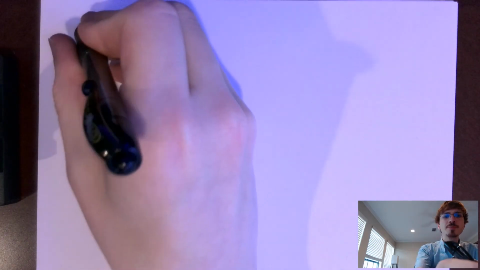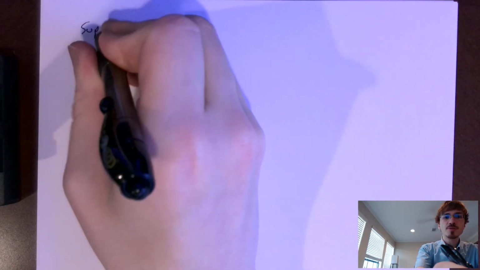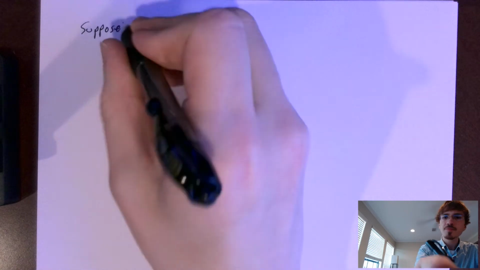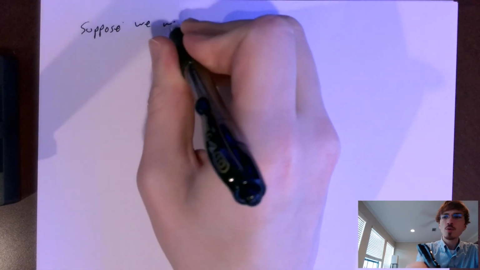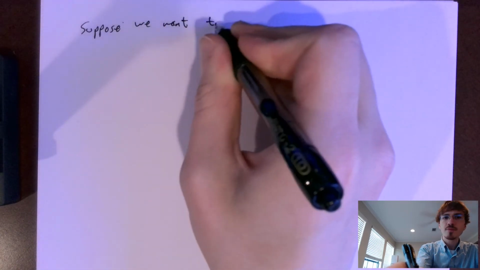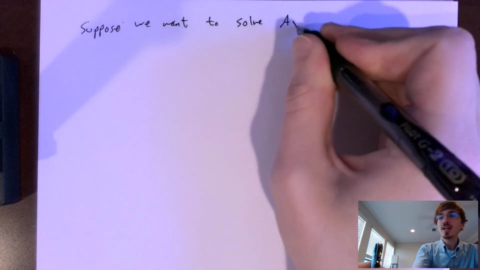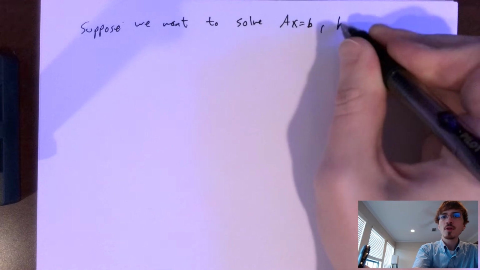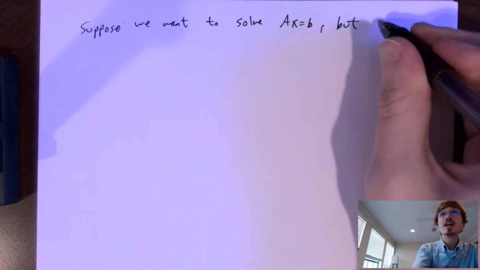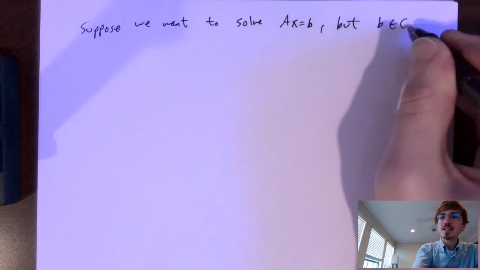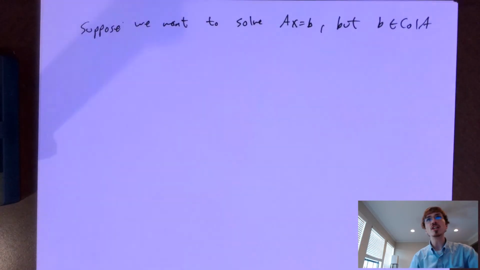Hi everyone. In this video we're going to talk about the least squares problem, which states the following. Suppose we want to solve the equation Ax = b, but we have a little issue, namely that b is not an element of the column space of A. Yeah?